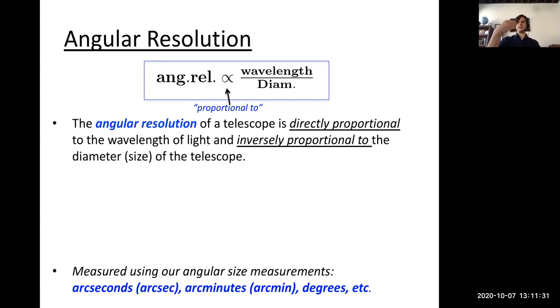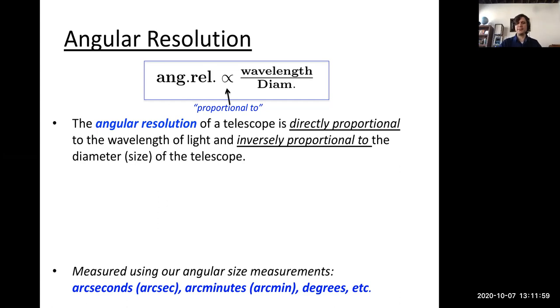And it's inversely proportional to the diameter of the telescope. As I make the diameter of the telescope bigger, say from a 1 meter telescope to a 2 meter telescope to a 5 meter telescope to an 8 meter telescope, as this number gets bigger, I'm dividing by a bigger number, the angular resolution gets smaller, which means that two things can be squeezed together closer, and I can still see them as distinct points.